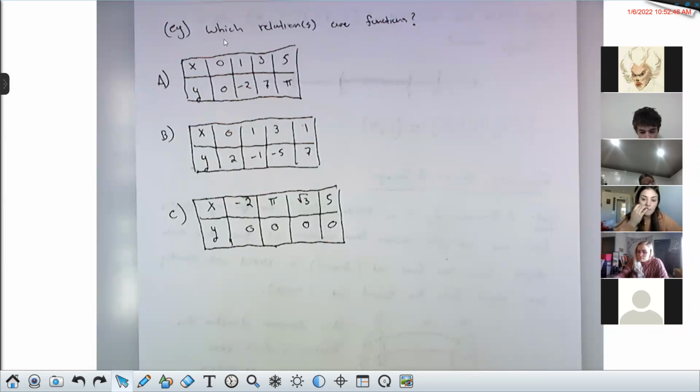Let's start with A. Is A a function? What should we be checking? Before you answer, really quick, what should we be checking to see whether A is or is not a function?